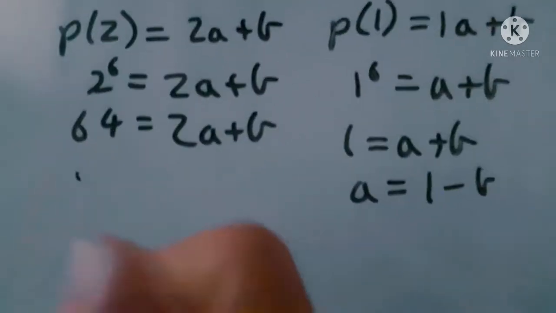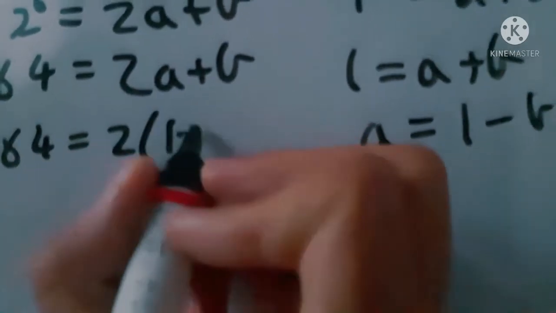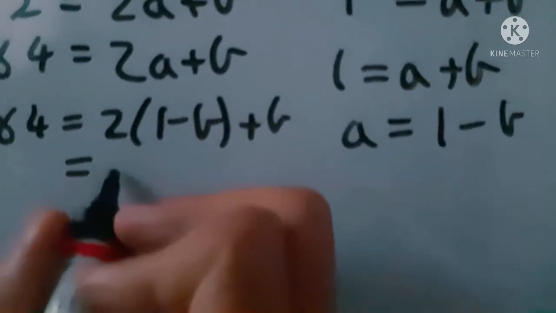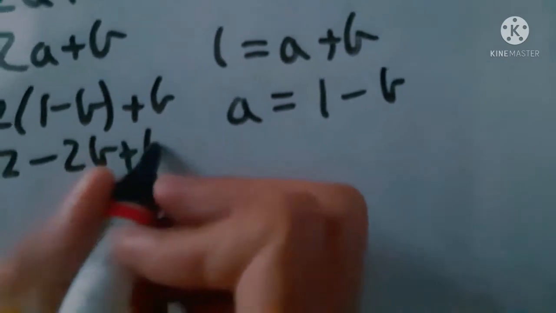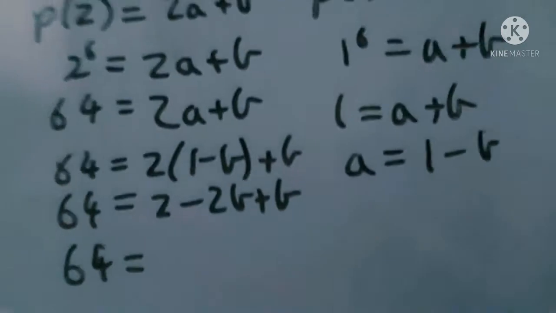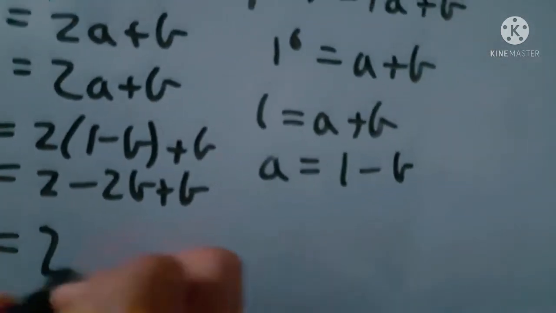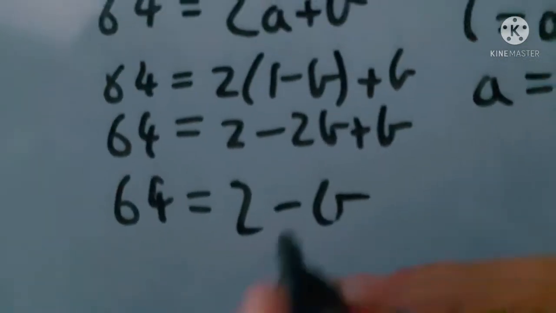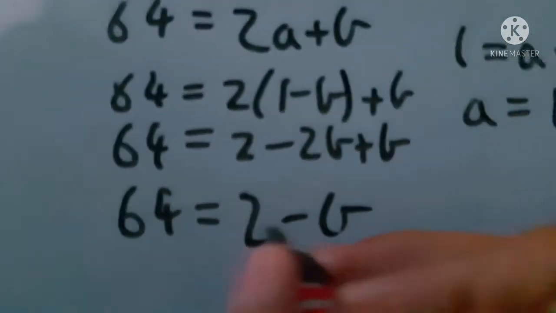Then we plug this in here. So 64 is equal to 2 times 1 minus b plus b. Now 2 times 1 is 2. 2 times minus b is minus 2b, plus b is 64. Right, so minus 2b plus b is minus b. 2 minus b. That's right. And we move the minus b to there, that becomes a plus b.